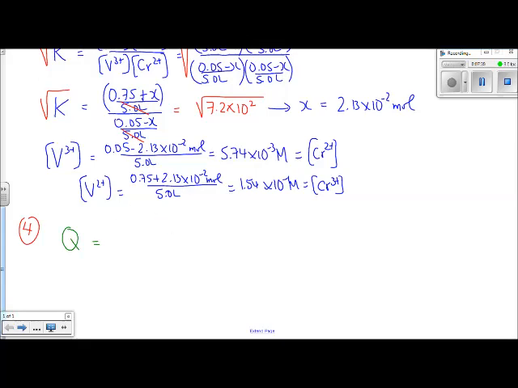Let's get that correct. So the concentration of each product is the same, so therefore we can square that term. Concentration of each reactant is the same, so we can square that term, and when we use our calculator we get a value for Q equal to 7.2 times 10 to the 2. This is also the value of K. So we have successfully calculated equilibrium concentrations.